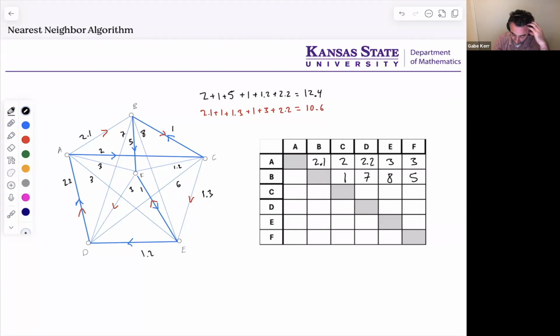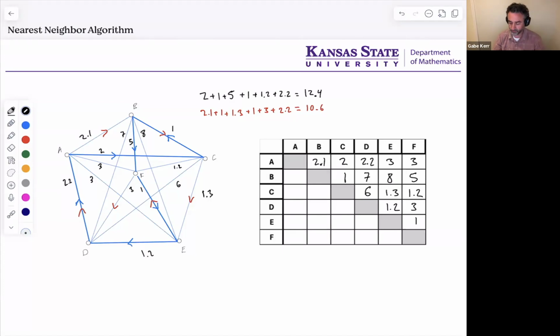Moving on, I can go to C, and I want only the 3 values, CD, CE, CF. CD is 6. CE is 1.3, and CF is 1.2. Almost there. D, I'm just going to look at DE and DF, and I have 1.2 and 3. And then finally I have EF, and EF has value 1.